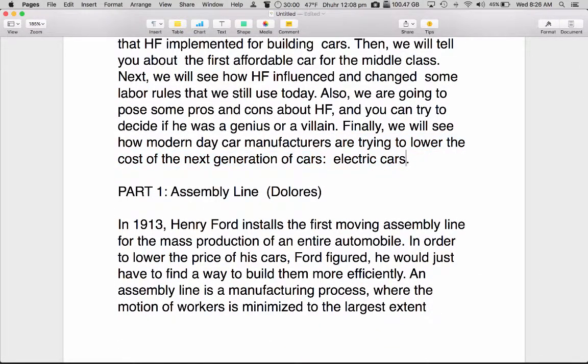Okay, next, Dolores will continue with part 1 about the assembly line. Thank you, Barbara.